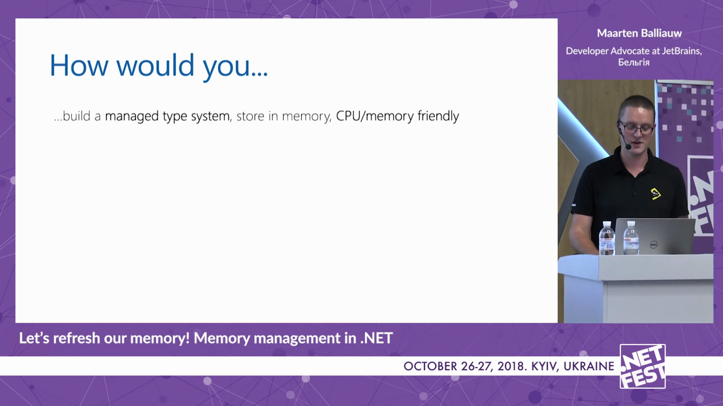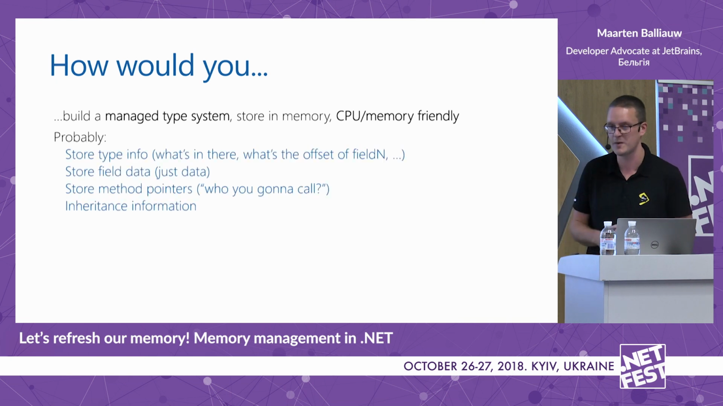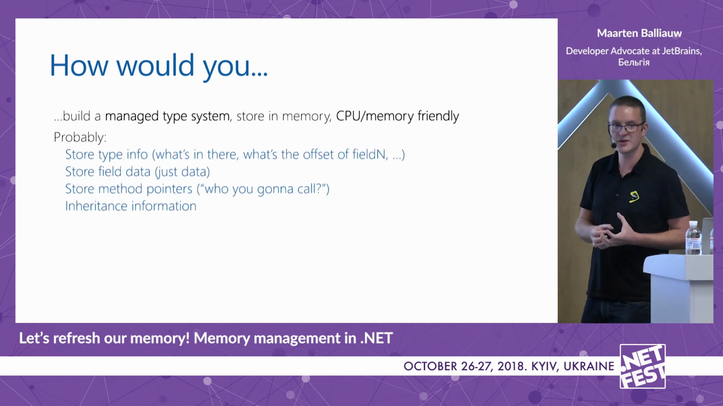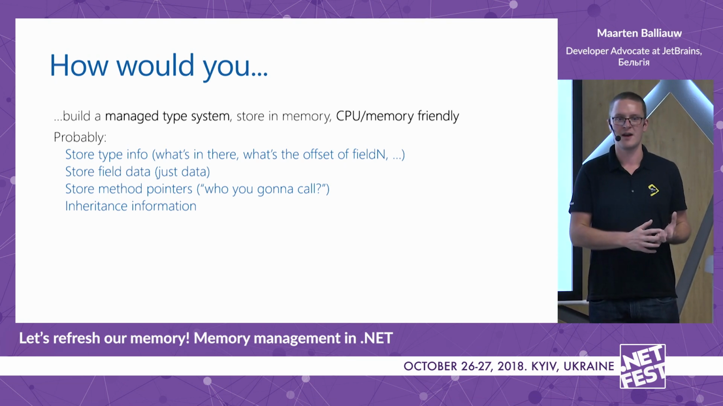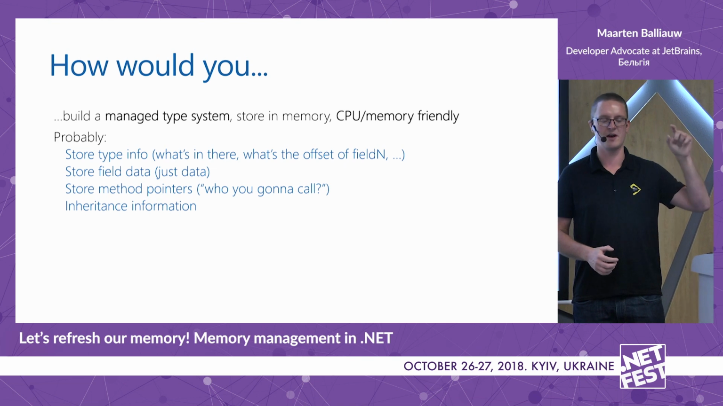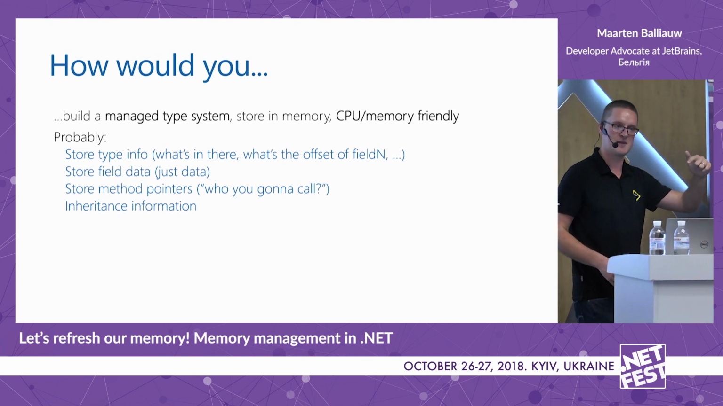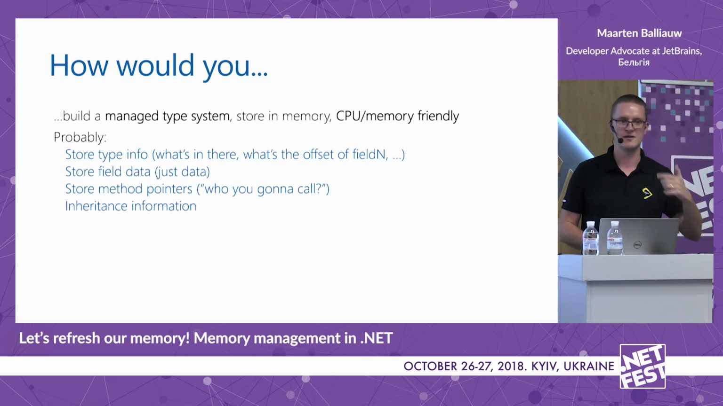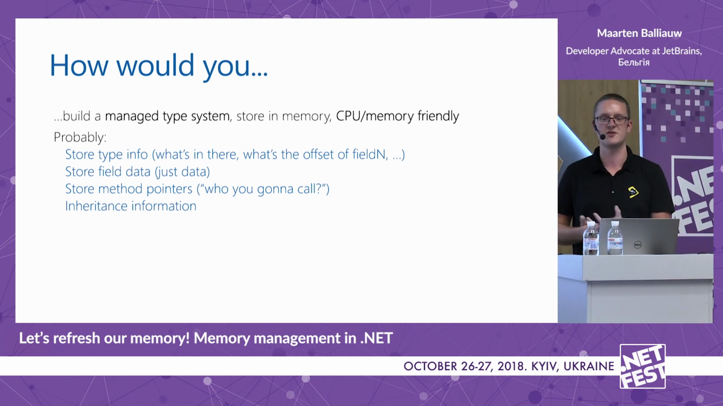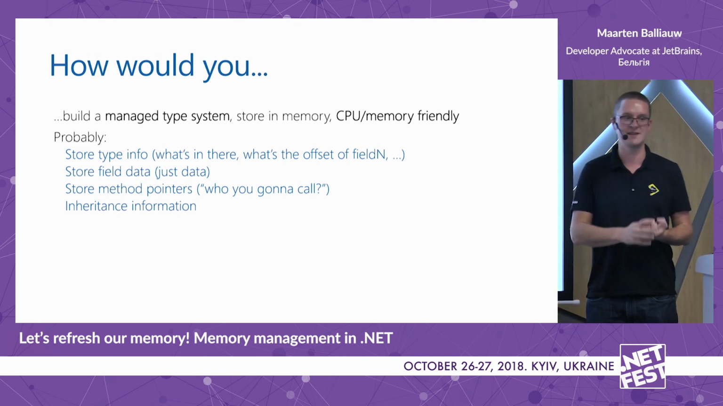Well, probably you would go with something that resembles a relational database. You would probably have a table that stores information about the type. I have a class named person. This person has 3 properties: first name, last name, and maybe age. First name is a string, last name is a string, age is an integer. That's information about the types that you have in memory. Then you would probably have another table that just contains the values.